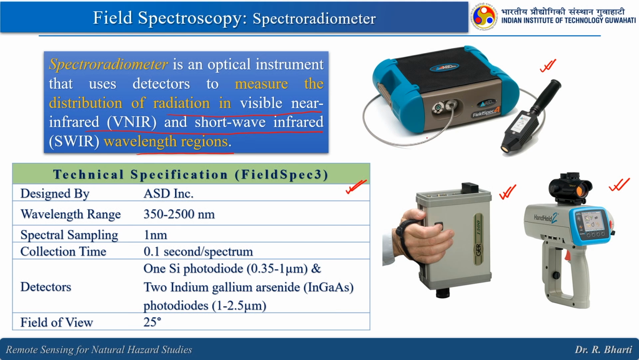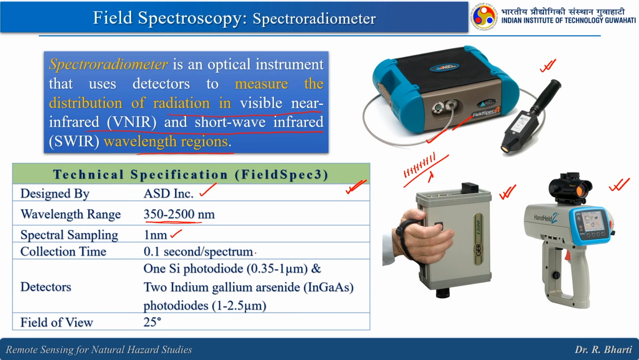So, here for this particular instrument, this is designed by ASD. Wavelength range that is measured by this instrument is 350 to 2500 nanometer, and the spectral sampling, how frequently you are generating the data in wavelength, right. So, at every 1 nanometer you will have one measurement. So, remember 1 nanometer and you have 350 to 2500 nanometer, how many data points you will be generating across the wavelength, that you can calculate.